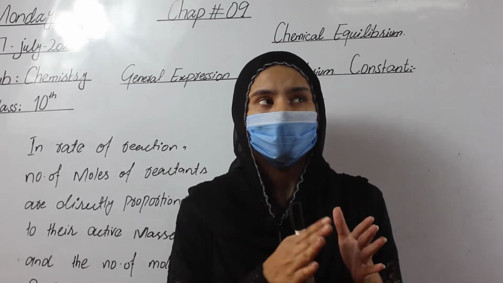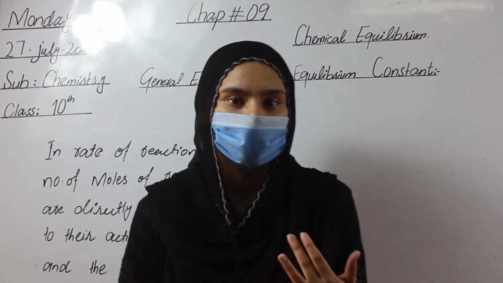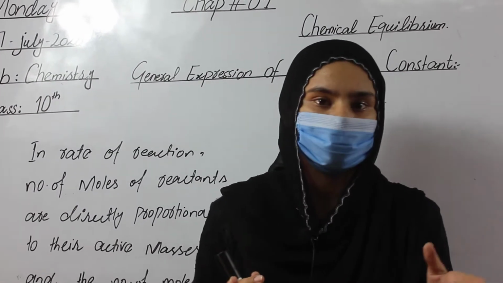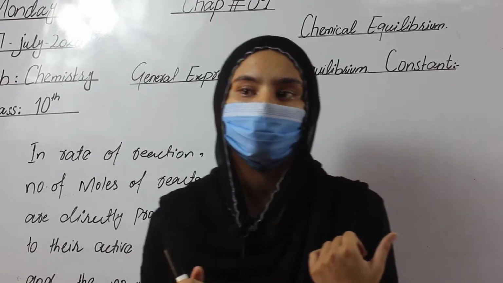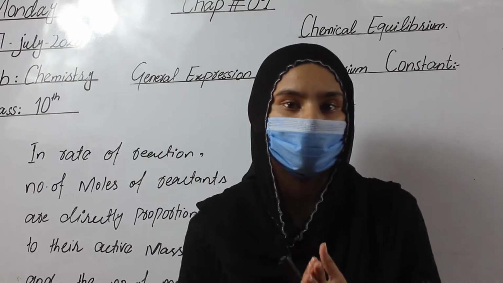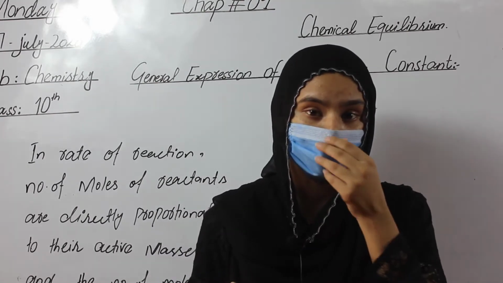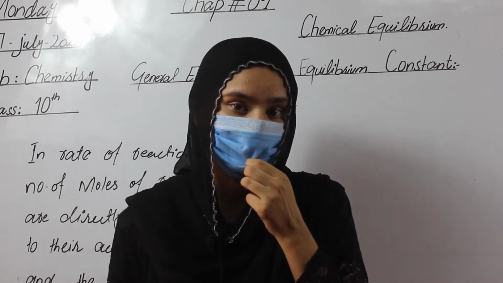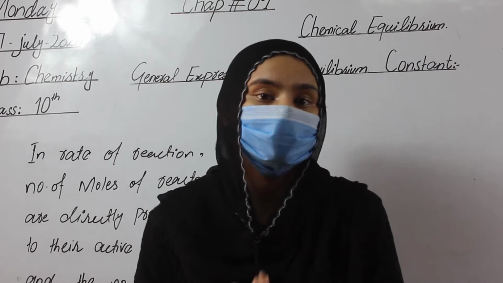In the law of mass action we just deal with reactants and products and their relation with their active masses, but in the case of the equilibrium constant we introduce a new thing, that is the number of moles, which are called coefficients. The number of moles of the reactants and the products are used for getting the equilibrium constant.